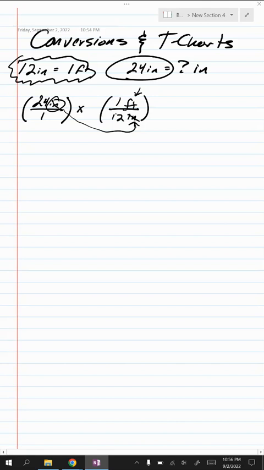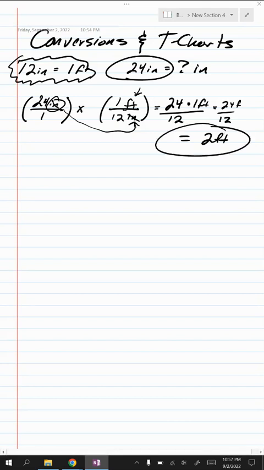So now we have two fractions that we're going to multiply. So we're going to multiply our 24 times our 1 foot over our 12. So that becomes 24 feet divided by 12. And that's going to simplify to 2 feet. Okay. So I've got 2 feet as my final answer, even though I probably could have done that in my head. This is an easy way to put it up in a proportion. Again, we could have done that in our head, no problem.